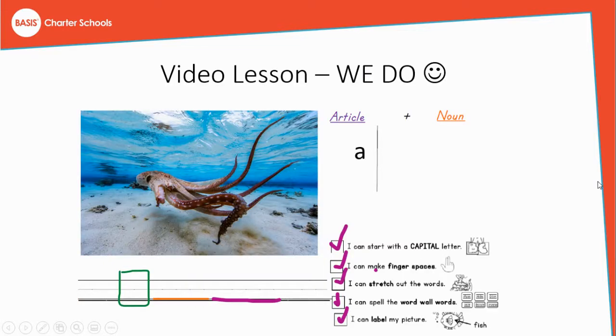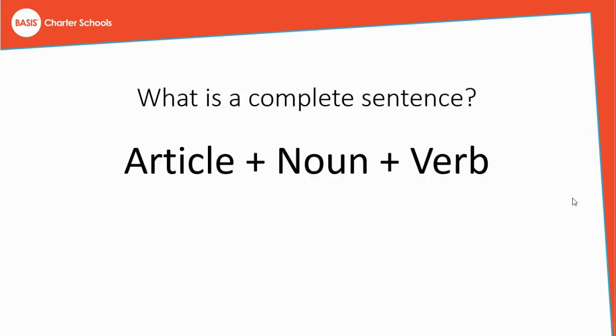Good. We did the same thing here with our octopus. Oh, not our octopus. I said it again, friends. I had that originally, didn't I? And you corrected me. This is a squid. So a squid swims. We did the same thing here. Our article plus noun. And we identified our article, noun, and verb in the sentence. We said that the verb now is swims. That's an action word. That's what the squid is doing.